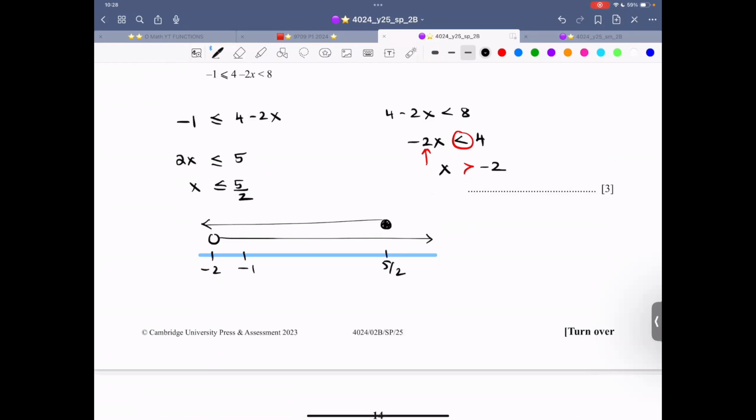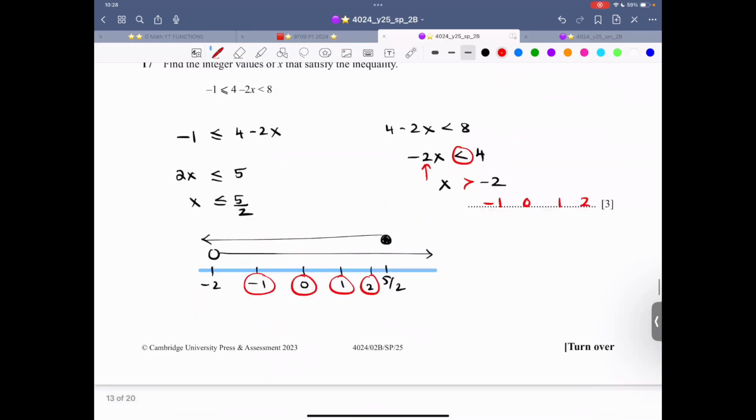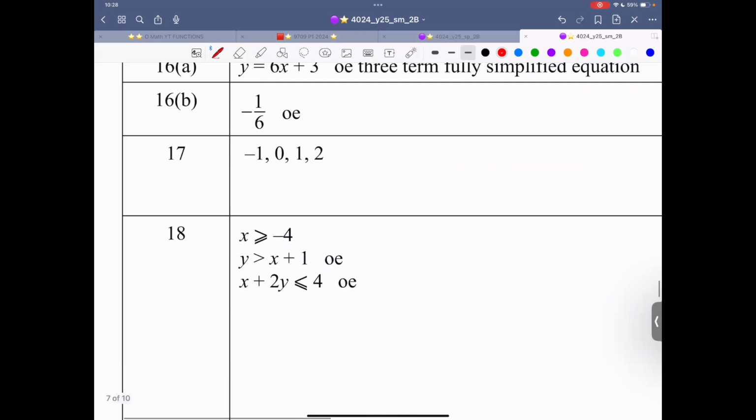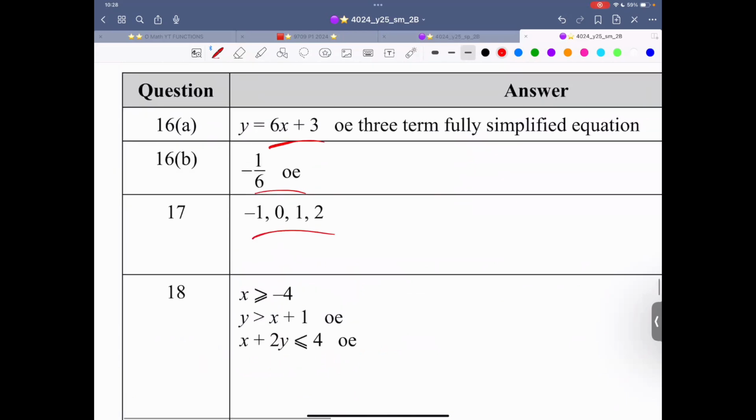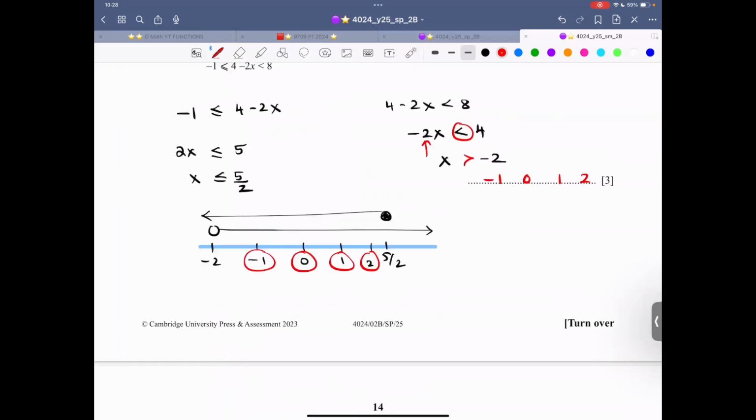-2, -1. Let me make it bigger. -2, -1, 0, 1, 2, and 2.5. So what integer values lie over here? Greater than -2 is -1, 0, 1, and 2. So -1, 0, 1, and 2 are the integer values. All good, all clear?